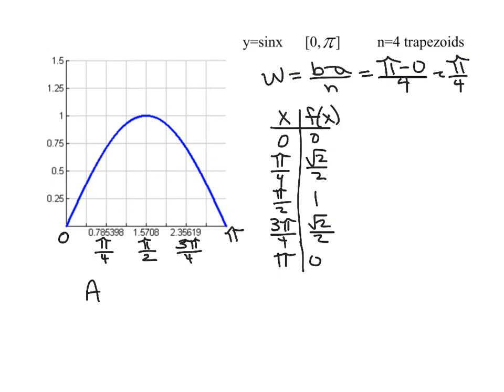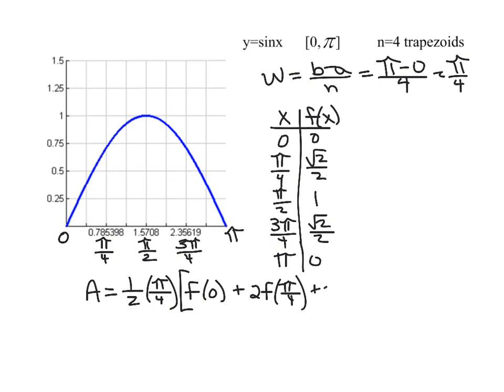So my area is going to be equal to 1/2 the width. Now this time the width is pi over 4, so I'm going to have to say 1/2 times pi over 4. Now I want my first function value, so my function value at 0. I want 2 times the function value at pi over 4. I want 2 times the function value at pi over 2. 2 times the function value at 3 pi over 4. And the function value at pi, just one of those.